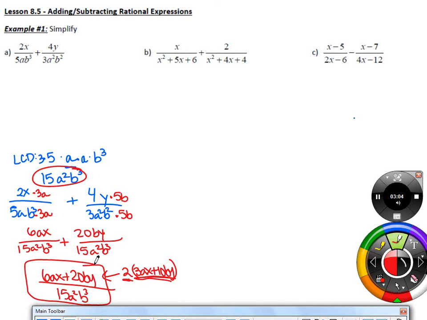All right, so I'm going to look at the next problem the same way. So the first thing I'm going to do is go ahead and factor those denominators so I can see what they look like in factored form. And again, if you're unable to factor these, you need to be coming into tutorial.